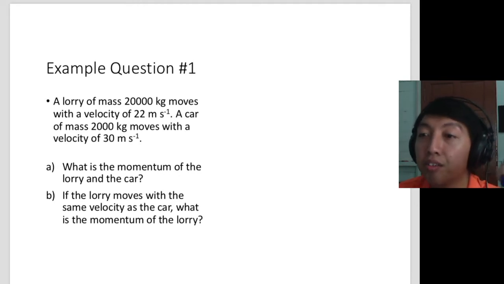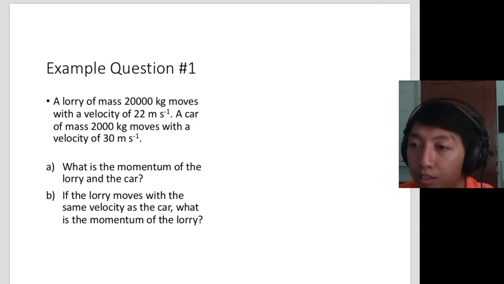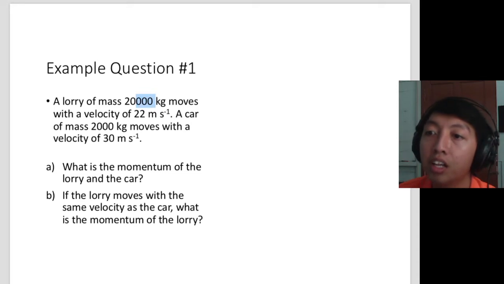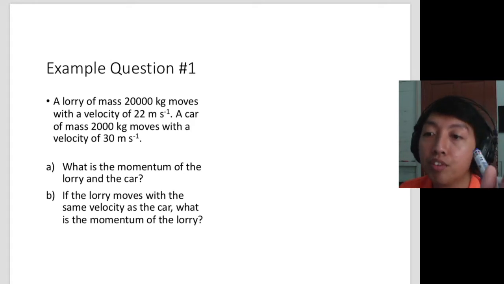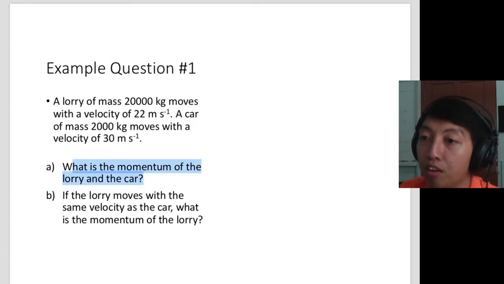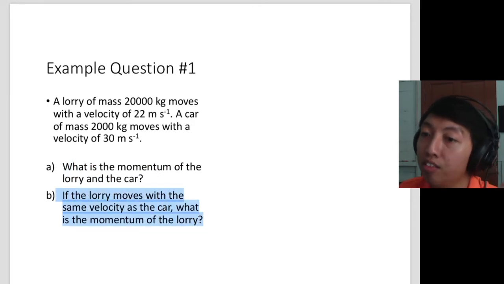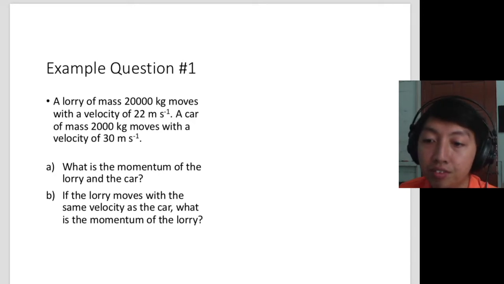So let's try this question here. Example question number 1. A lorry of mass 20,000 kilograms moves with a velocity of 22 meters per second. A car of mass 2,000 kilograms moves with a velocity of 30 meters per second. So question A is, what is the momentum of the lorry and the car? And the second question is, if the lorry moves with the same velocity as the car, what is the momentum of the lorry? So let's try this question. Let's try question A first.